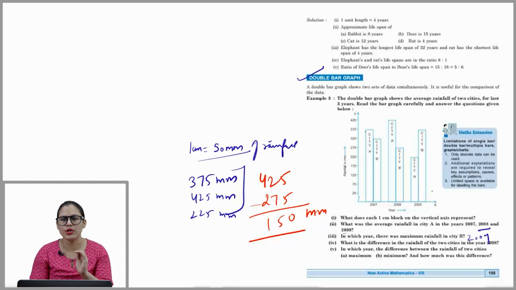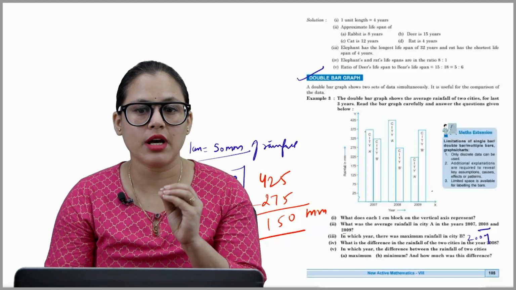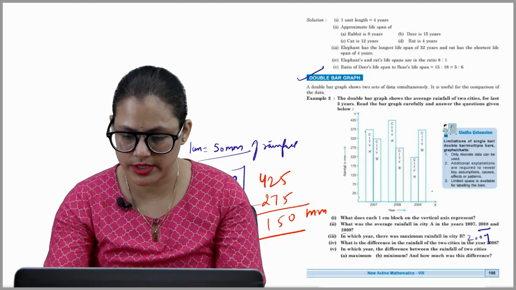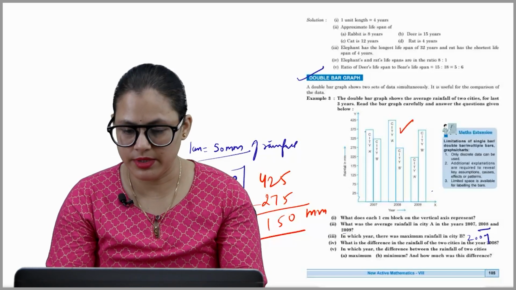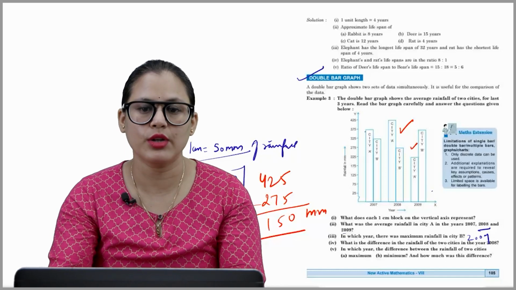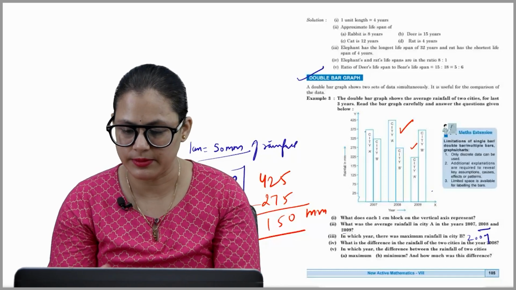and minimum, and how much was this difference? First, you will find out the maximum. Maximum, you can see 2008, okay, and minimum is, you can see 2009, and you will find the difference also, okay, difference.